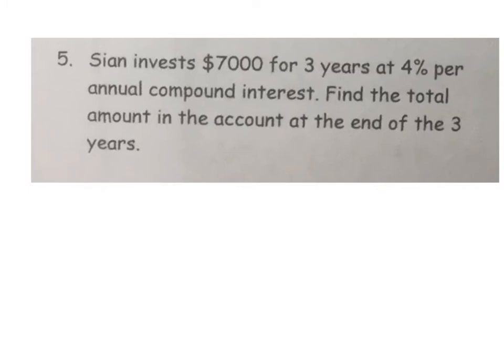Okay, number 5. So Sean invests $7,000 for 3 years at 4% per annual compound interest. Find the total amount in the account at the end of the 3 years. So compound interest tells us what formula we're going to use. A equals the principal multiplied by 1 plus the interest rate, and time is your exponent.